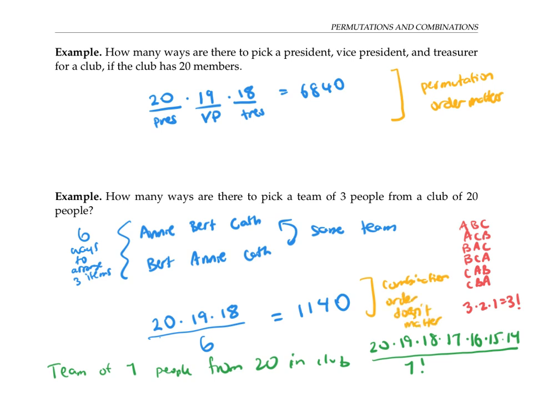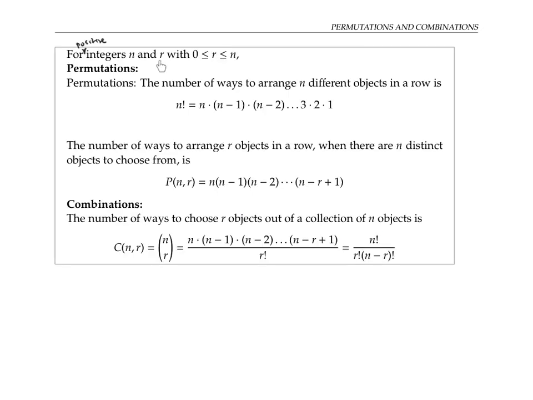Next, let's look at some general formulas for permutations and combinations. For positive integers n and r, where r is between 0 and n, the number of ways of arranging n different objects in a row is given by n factorial, n times n minus 1 times n minus 2, all the way down to 3 times 2 times 1. This makes sense because we have n choices for who to put in the first place. Once we've picked that person, we have only n minus 1 choices for who to put next, and so on.